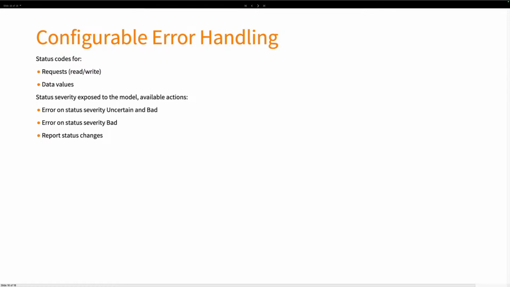So all the components for reading and writing values have one extra output, which is the severity of its current status. They also have a parameter to control the block's built-in error handling, where the possible choices are error on status severity uncertain and bad, which means the simulation is aborted as soon as something isn't good. Or we could have error on status severity bad, which means the simulation continues with uncertain values, but aborts when we have bad values. Or we could simply do reporting of status changes, so the simulation continues regardless of the status.